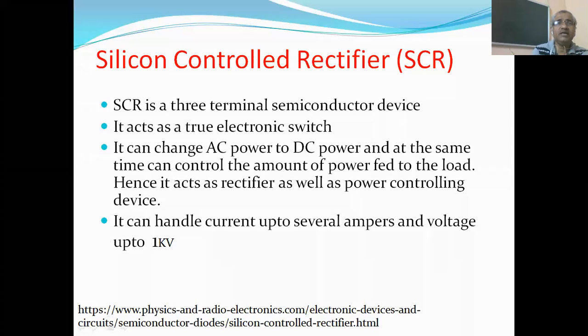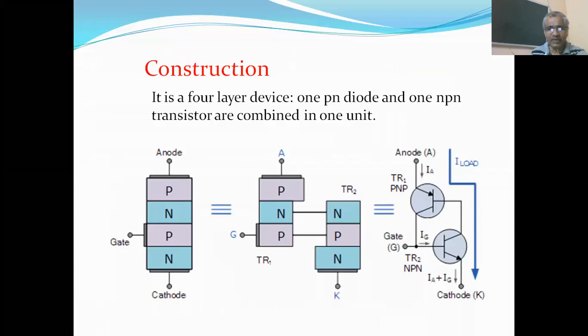Now how is this SCR constructed? SCR is a 4-layer device. See in the first diagram, there are 4 layers of semiconducting materials, PN, PN. So one PN diode, suppose this PN is the one diode, and one NPN transistor. So this is the NPN transistor. So one PN diode and one NPN transistor are combined in one unit.